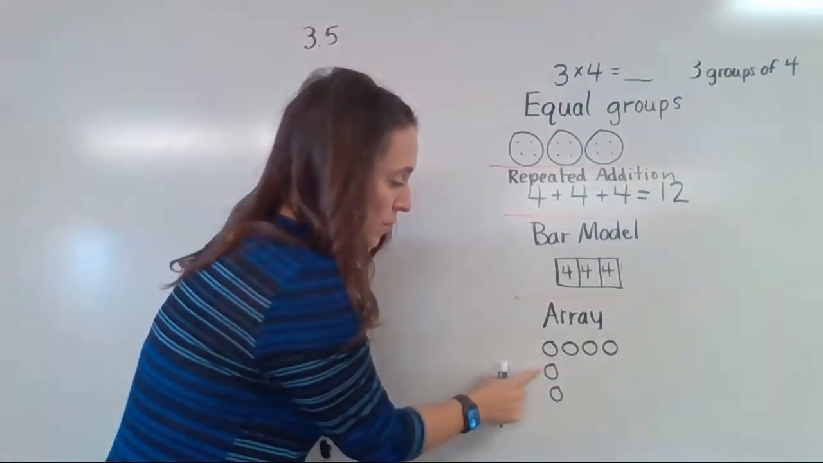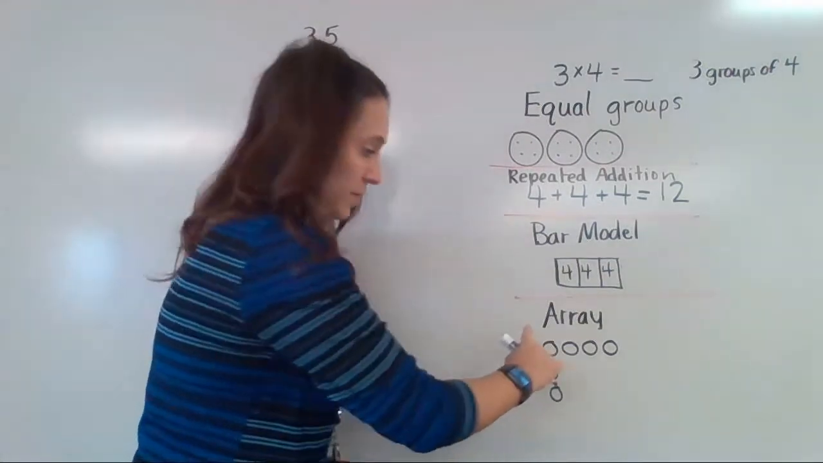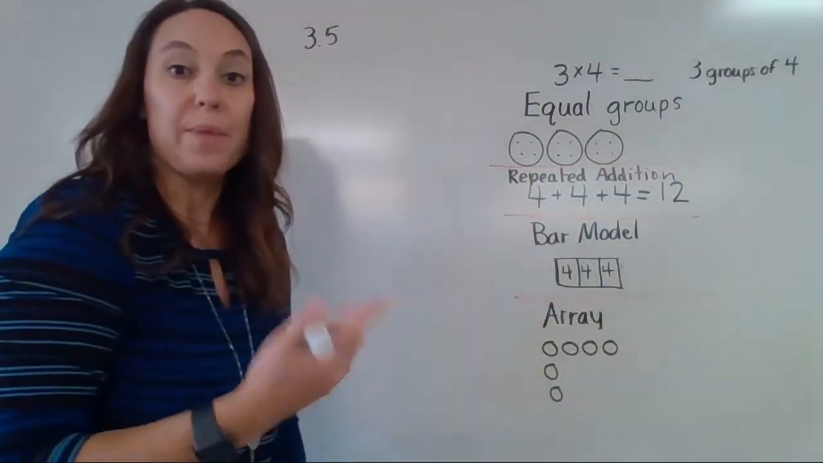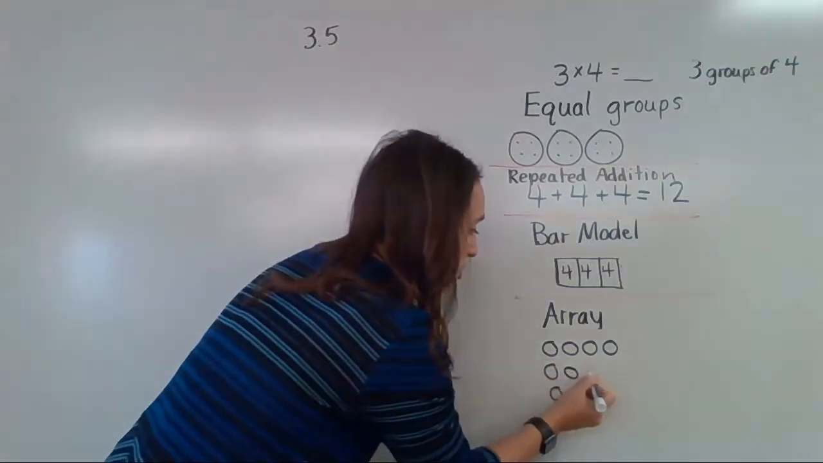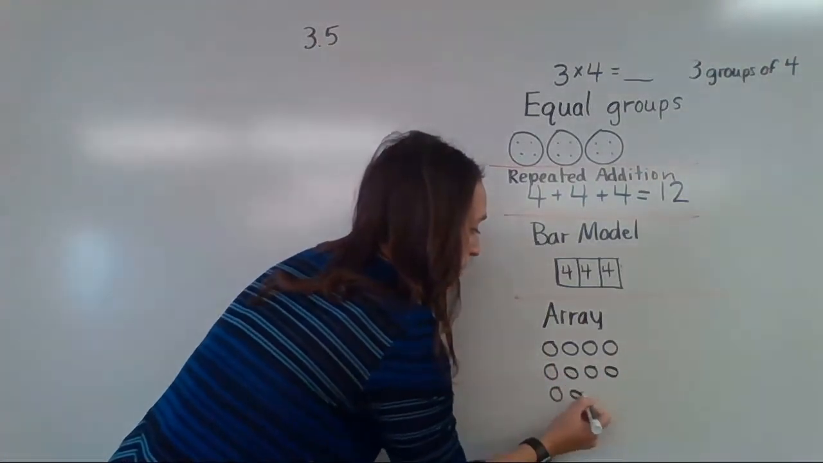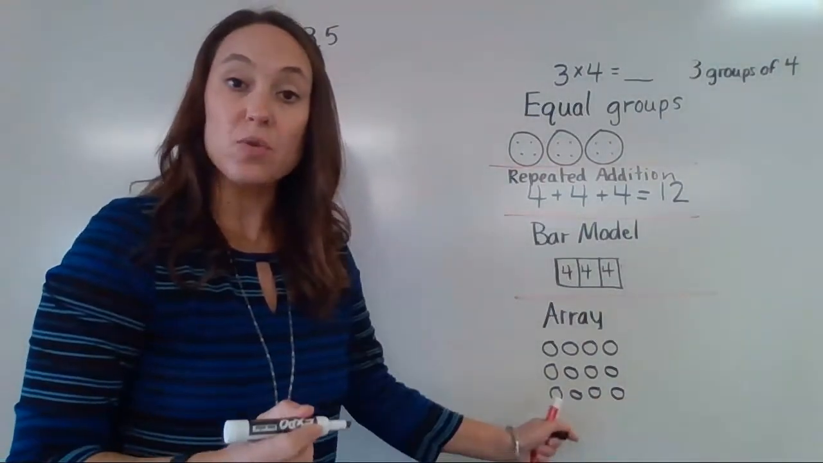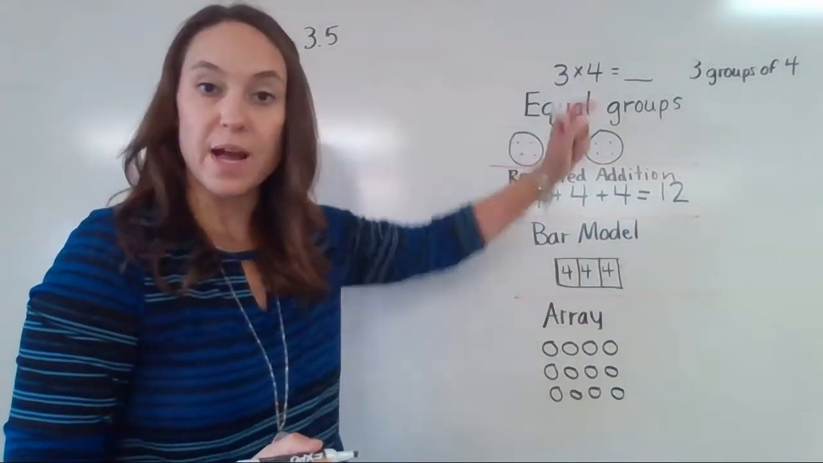So we have our 3 groups. This is one group, this is another group, this is another group, and we have 4 in each group. So we have to keep drawing until we have 4 per group. And that is an array. And that's another way to show 3 times 4.